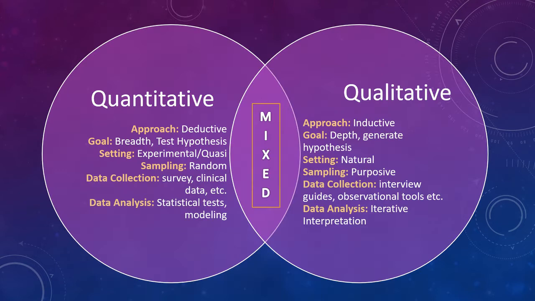So we have discussed this in previous lessons, the contrast between quantitative and qualitative research, but let's just refresh our memory about the qualitative research approaches. We talked about how this is inductive. The goal is the depth of the data and generating a hypothesis or a theory. Not all qualitative research would generate a theory, but some, like grounded theory, do. The setting is natural. Sampling is not concerned with random, but purposive. Your data collection would probably be interviews, FGDs, observational tools, and your data analysis would be iterative, interpretation, and content analysis. And of course, if you merge the two, that would be called a mixed method.